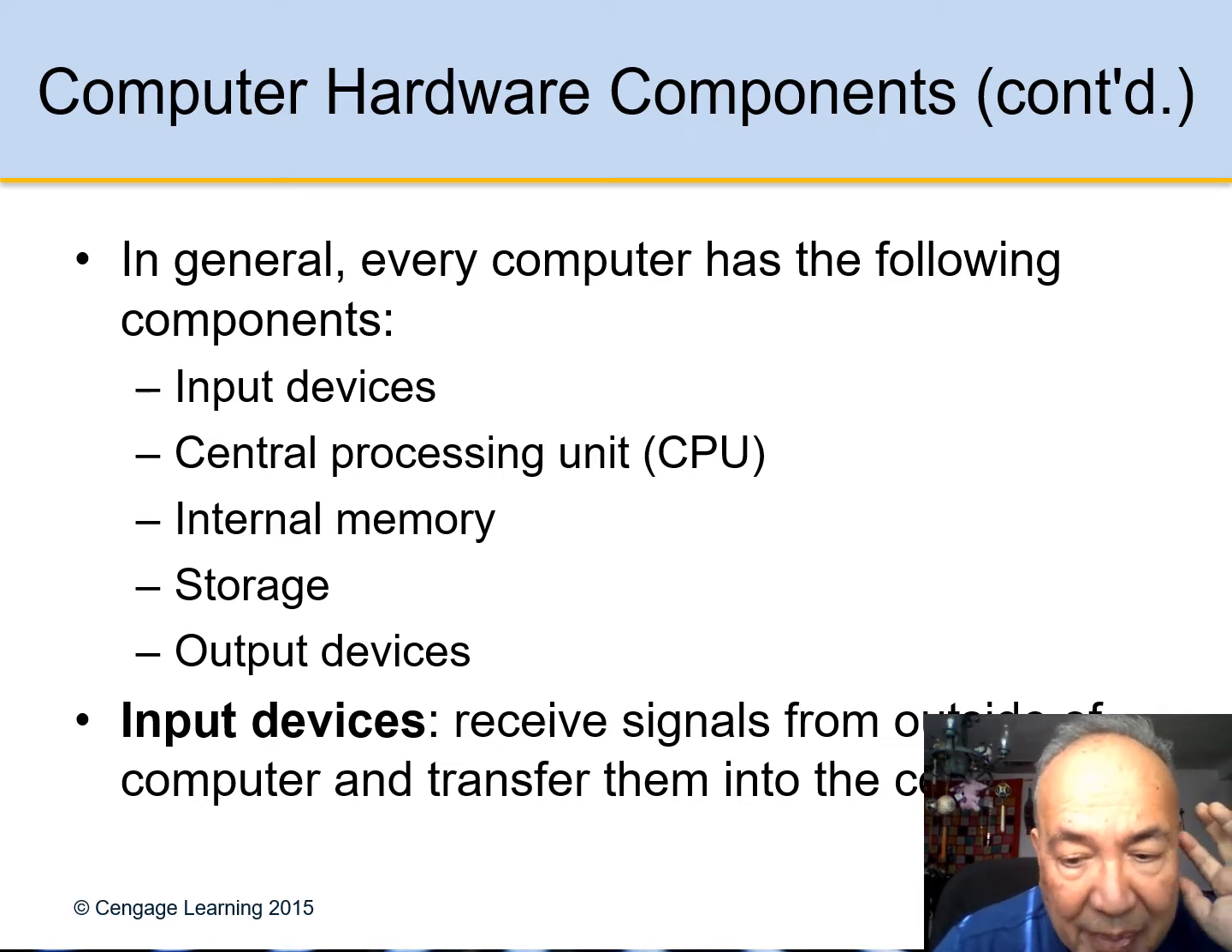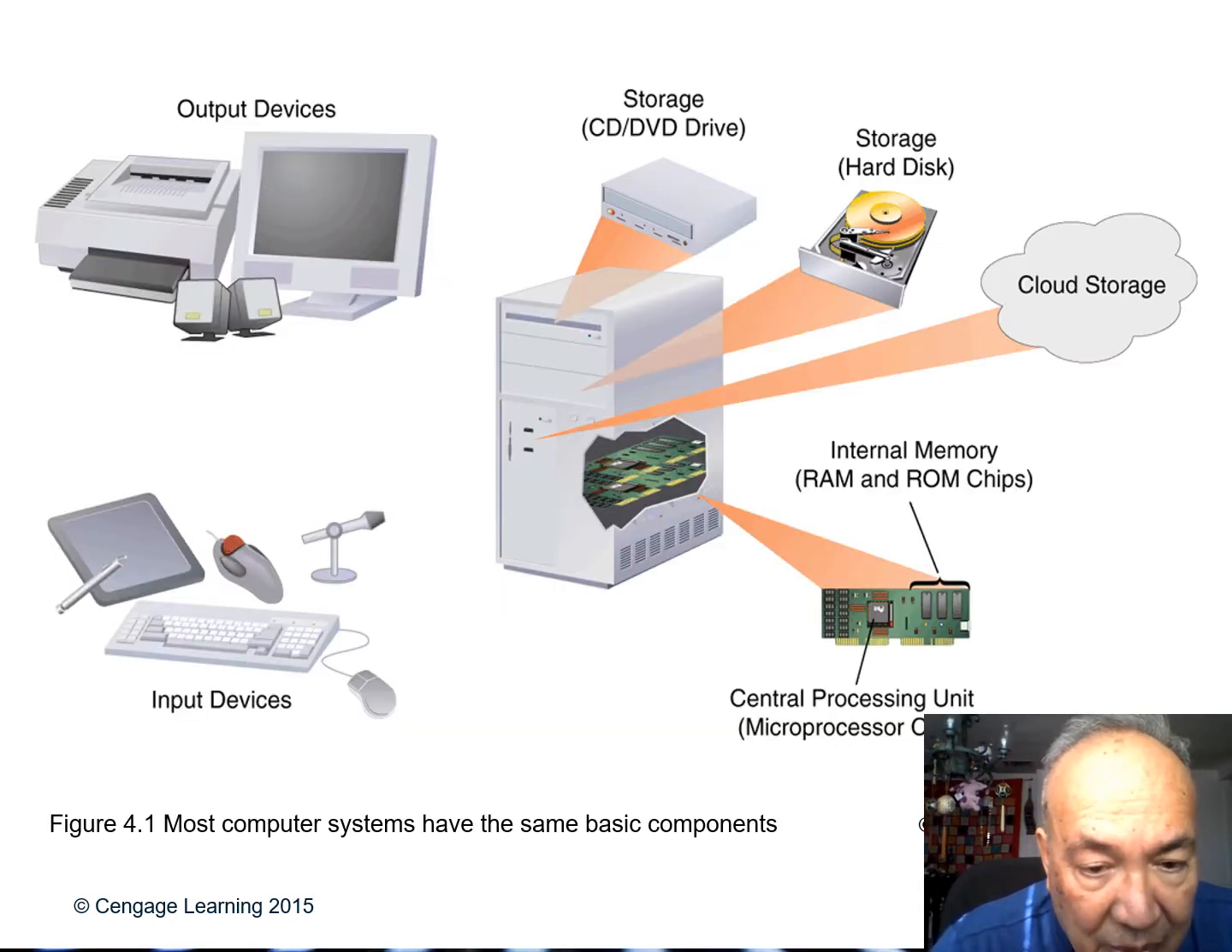And then you have an output device, which is like the printer. I have a printer here. Okay, so it prints all this work. So here is the example: output devices, input devices, the mouse, the microphone. Okay, and then you have the storage, the CD, the hard disk, the cloud storage. Right now we have the cloud storage. You rent a storage on the cloud.